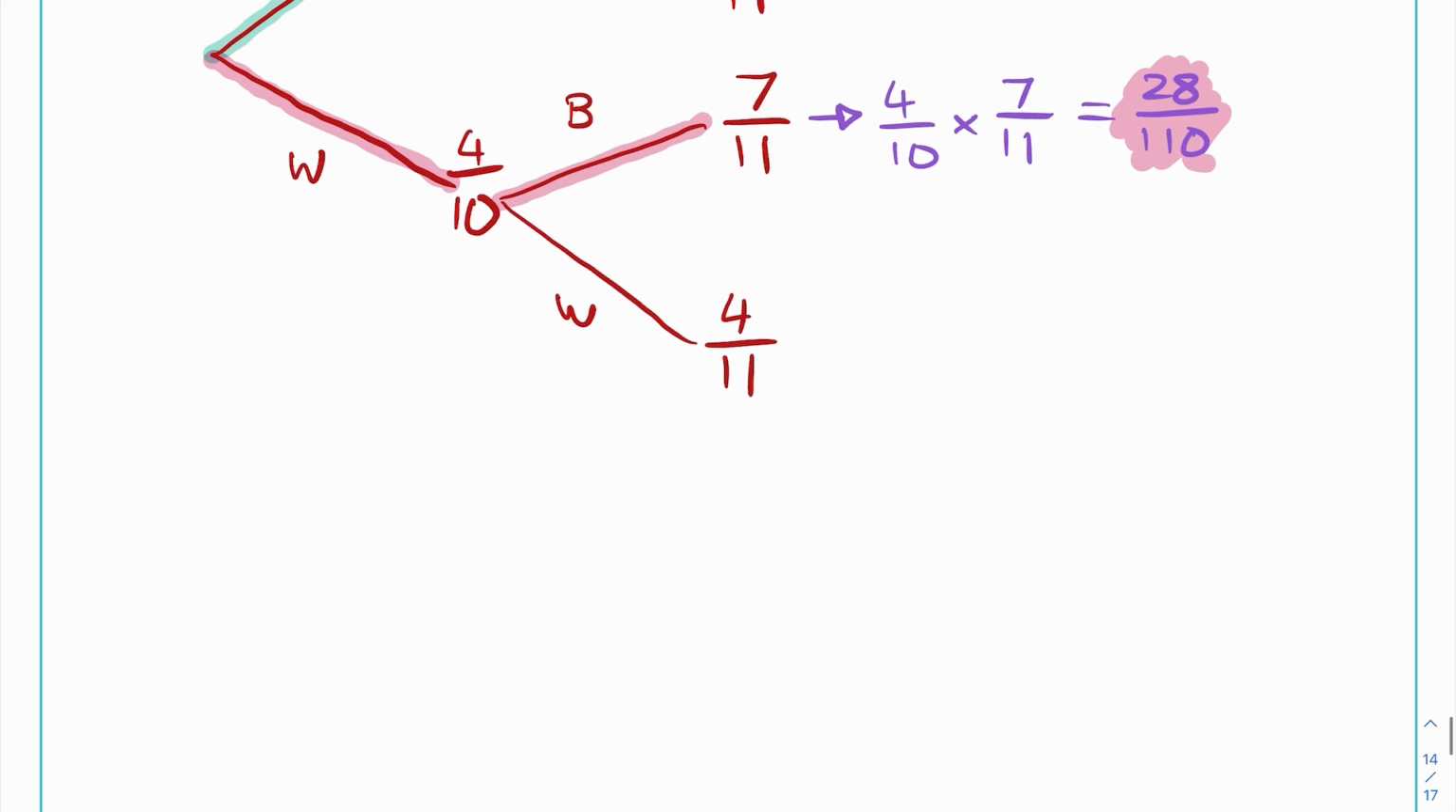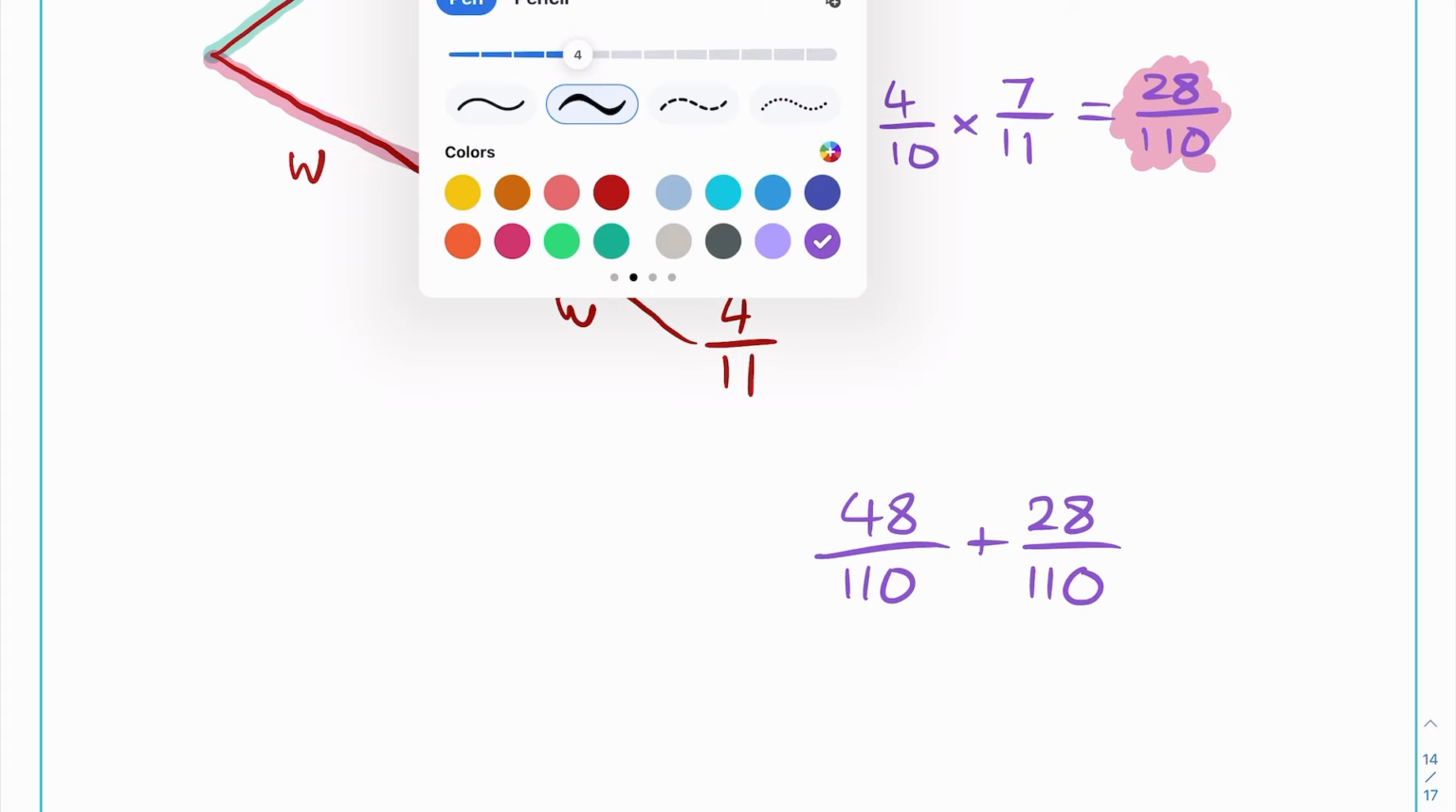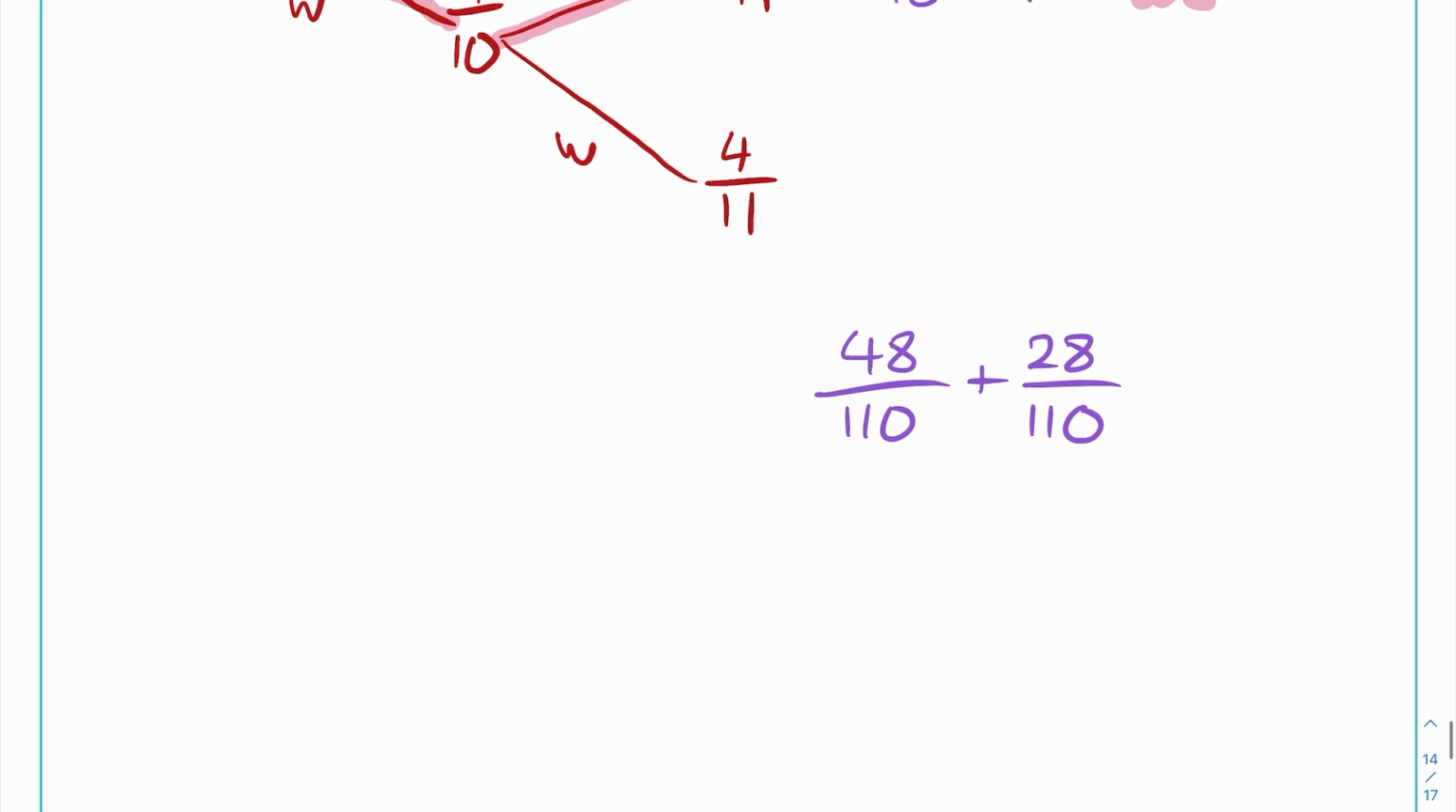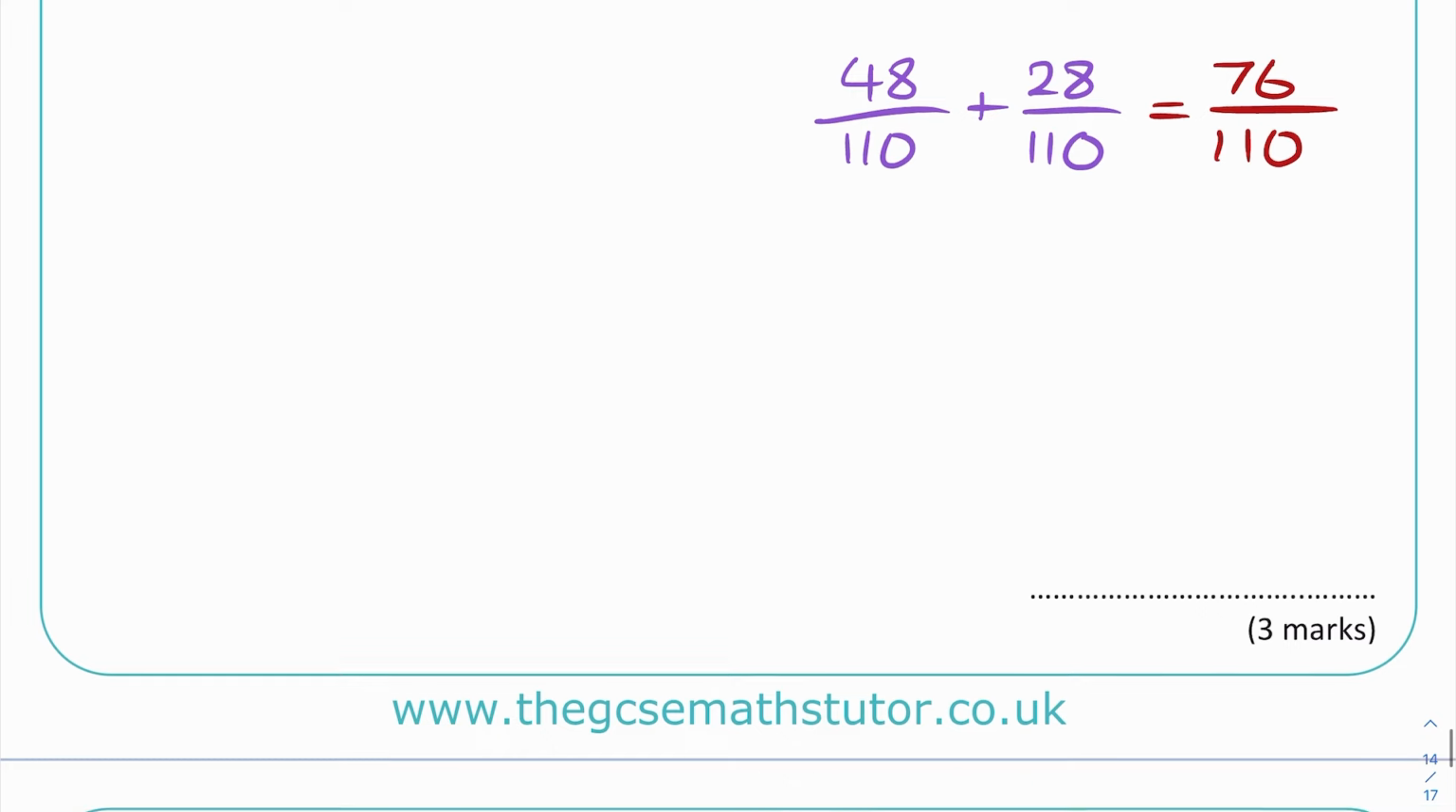Remember, we want to show the working out here, so 48 over 110, add the 28 over 110, and that gives us a total of 76 out of 110. So that is the probability that there's going to be more black counters than white counters. And remember, with probability, you don't need to simplify it, so just 76 over 110 is absolutely fine. As it's on a calculator paper, I could type it in. I mean, you're wasting time doing it, but 76 over 110 simplifies to 38 over 55. That would be correct as well.